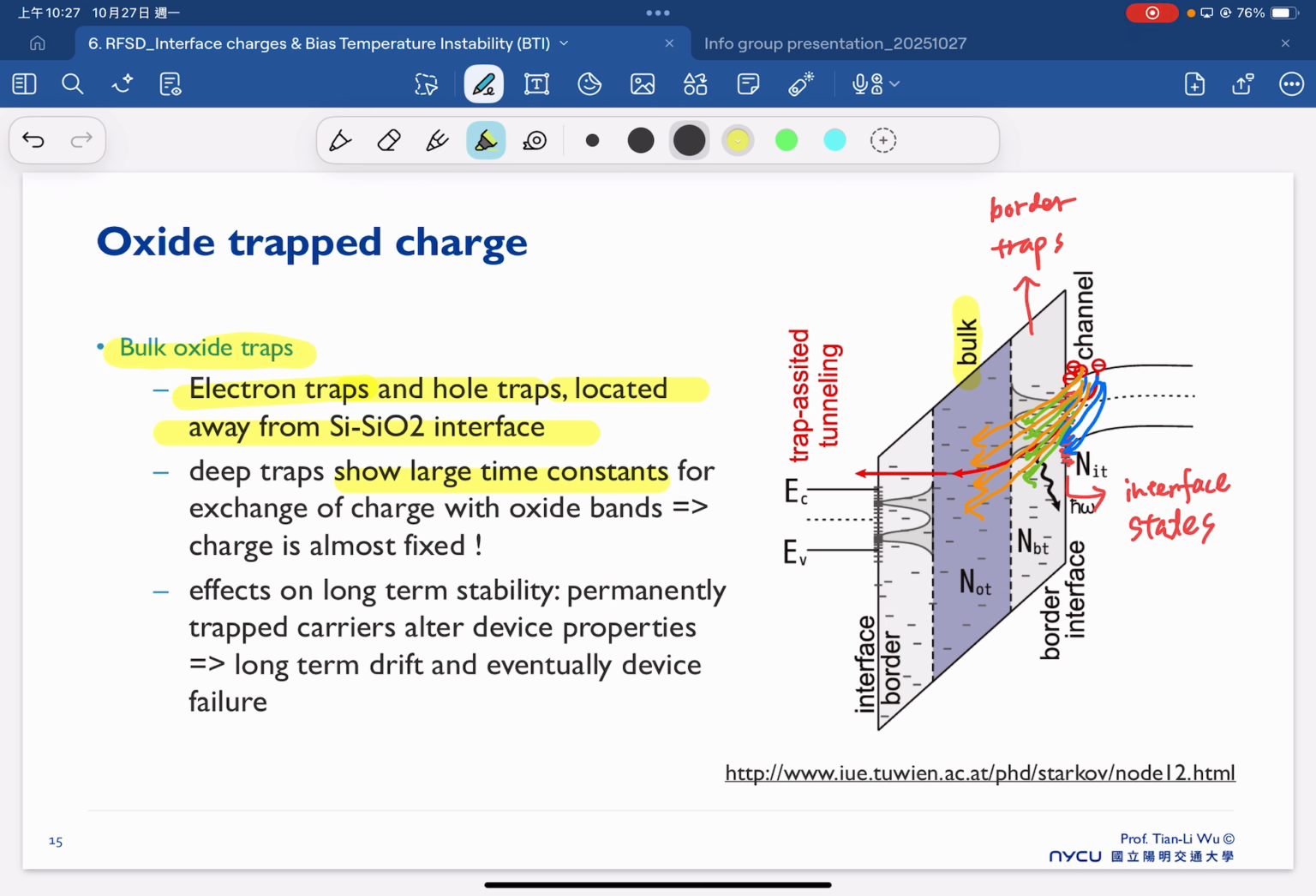Large time constant means that it will take a very long time to be trapped in this region, but also a huge time to be detrapped, because this is a very deep region. So a deep trap shows a large time constant for exchanging charge with the oxide bands, and therefore the charge is almost fixed. The charge being almost fixed means that the detrapping is very slow.